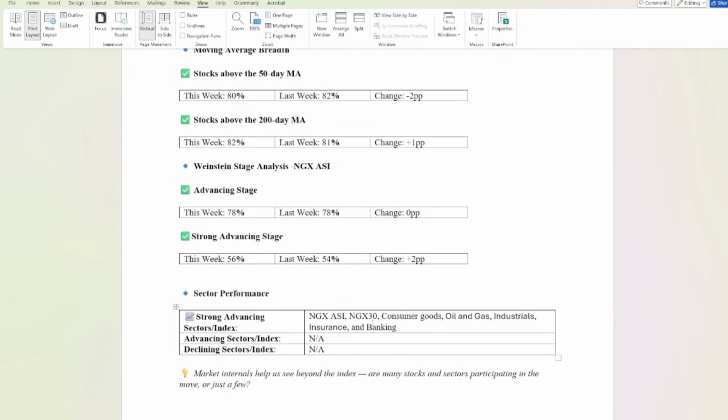This is very bullish. This is telling you the market is bullish. The market is firing on all cylinders. All we have to do as investors or traders is to participate, manage risk, and lock in our profits. Remember, market internals help us to see beyond the index. Are many stocks and sectors participating in the move, or just a few?